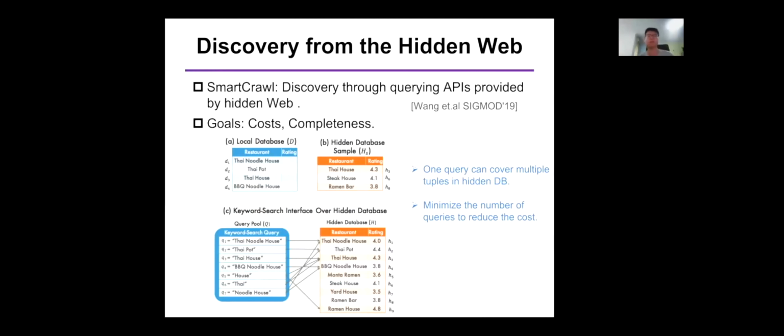So the optimization goal is to reduce cost, which is the number of the queries, while discovering more complete items or attributes. For example, we can submit a very specific query like the Thai noodle house, so we can retrieve an accurate rating, but the number is always limited, say only one. We can also submit a general query like the type. In this way, we can query more, but some of them may be useless. So there is a trade-off.